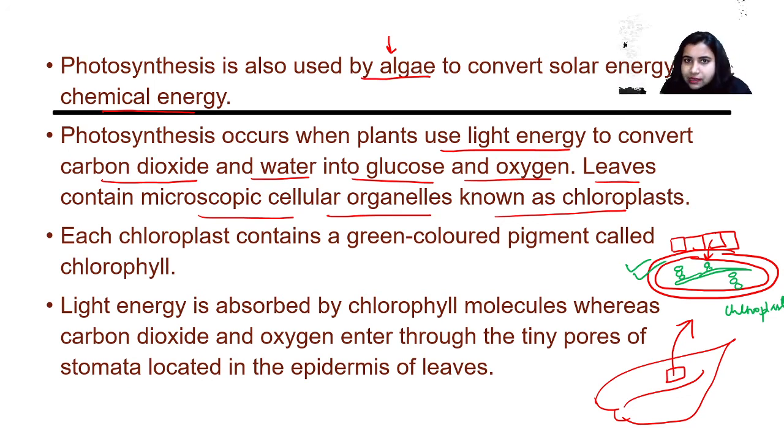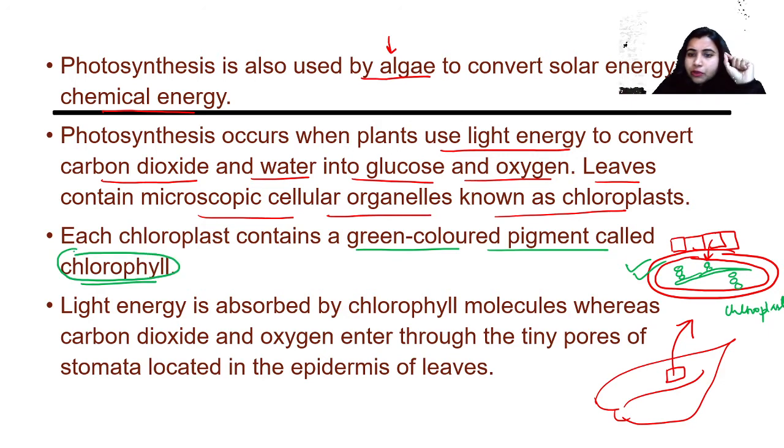Today in this class we will be discussing the requirements: what is photosynthesis, and what are the pigments required for photosynthesis. Now, each chloroplast contains a green colored pigment called chlorophyll. Every chloroplast I have shown you in green color so that you can remember it. Why is it green? Because it contains a pigment called chlorophyll.